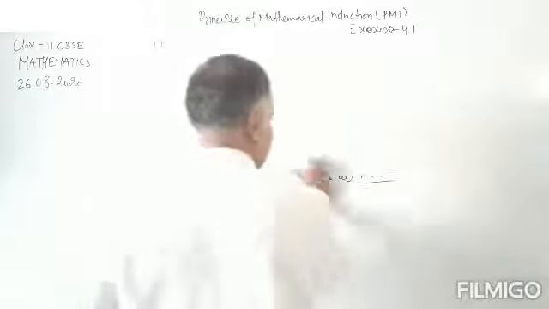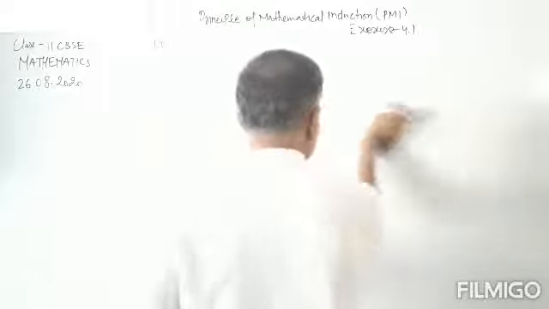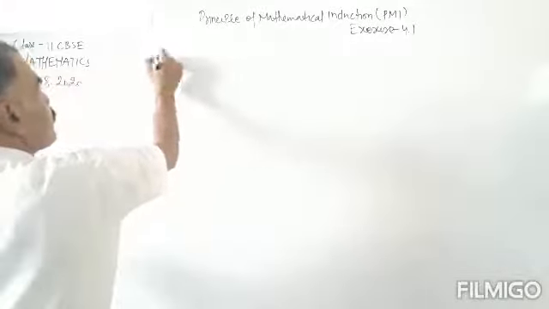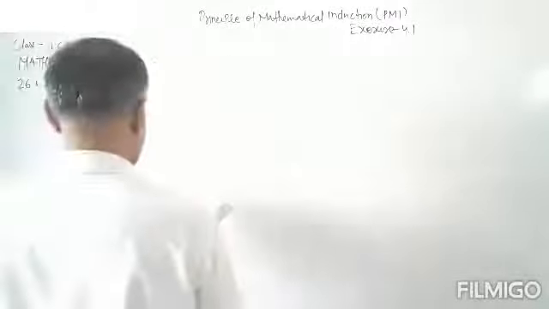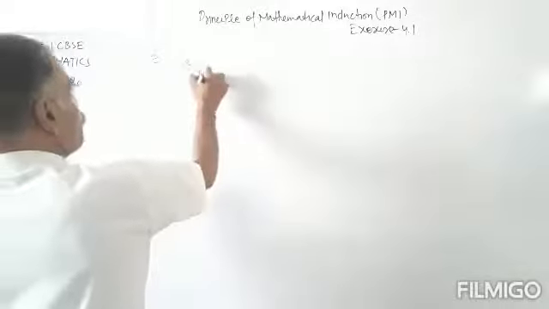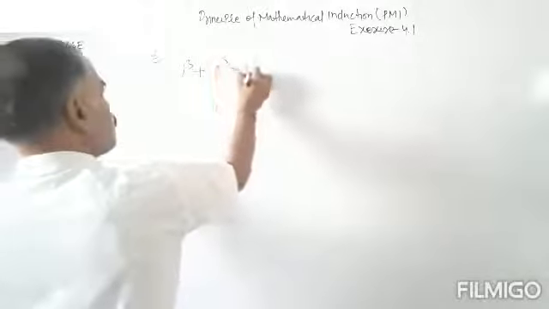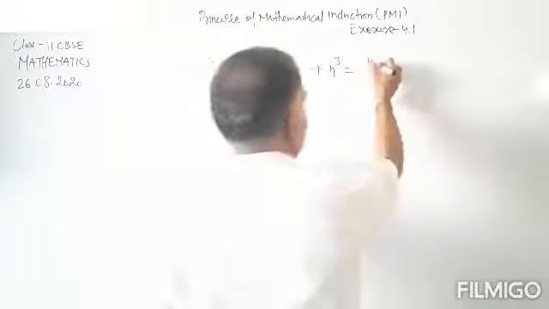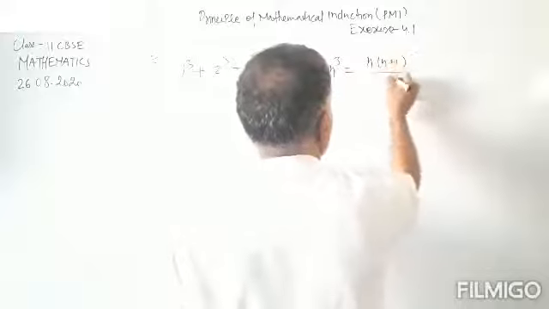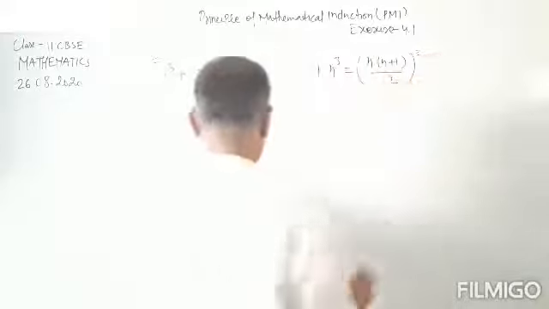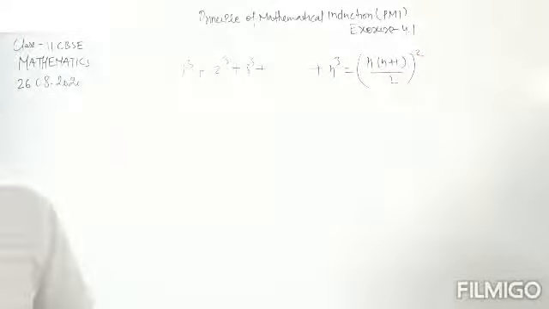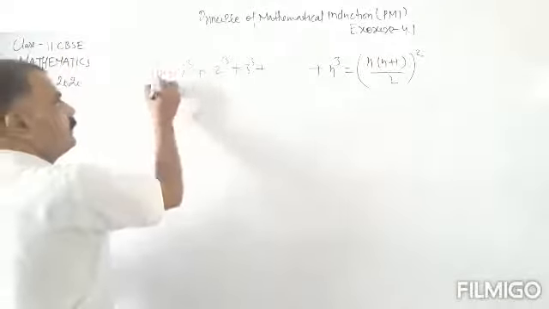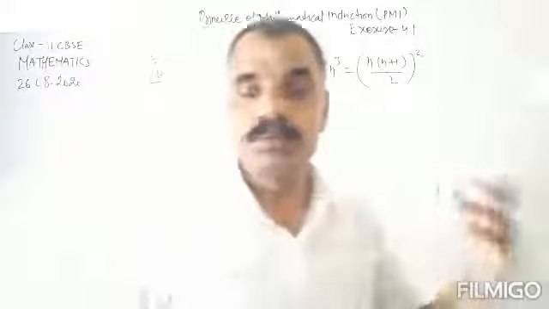The second question of the exercise is: 1 cube plus 2 cube plus 3 cube, and so on, plus n cube, is equal to n into n plus 1 by 2, whole square. So this is Pn. This is the given mathematical statement. We have to prove this statement.